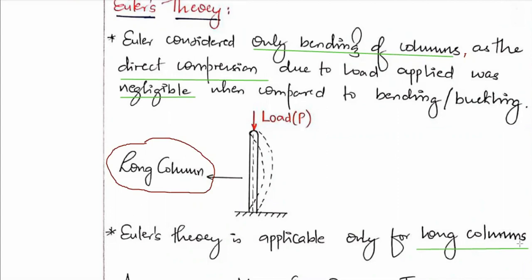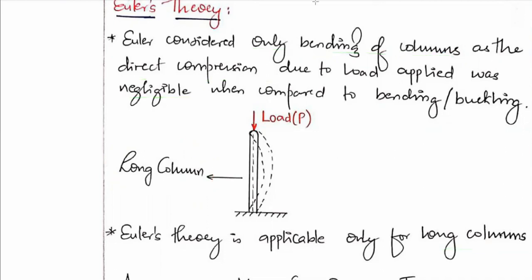Euler's theory cannot be applied for short columns and intermediate columns, and this is one very important thing which you need to always remember. So before you take up any numerical and start solving it, first check whether the column given is a long column or a short column or an intermediate column. Unless and until you are clear with that, you cannot move ahead. So Euler's column theory is only applicable for long columns.